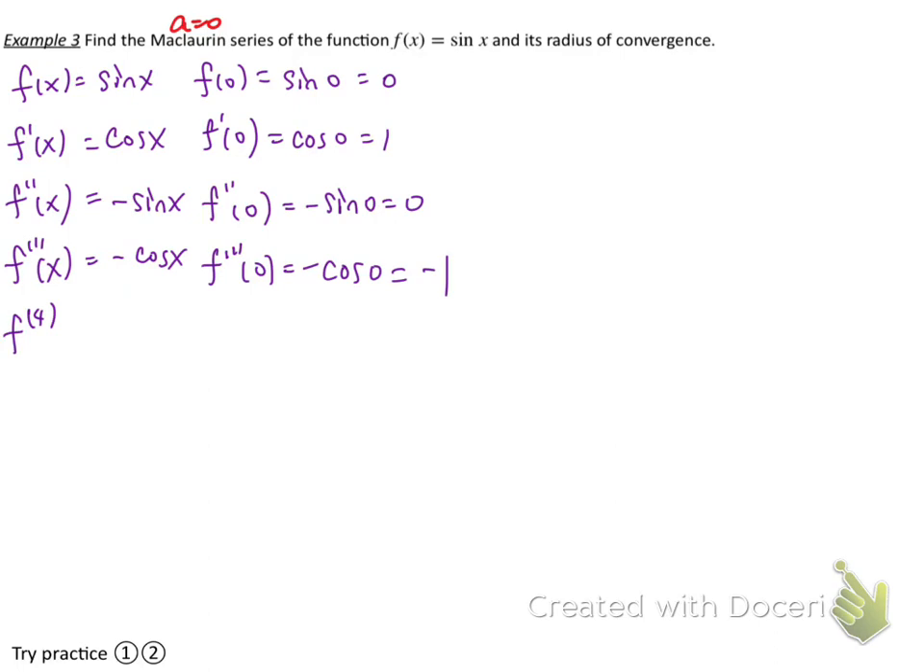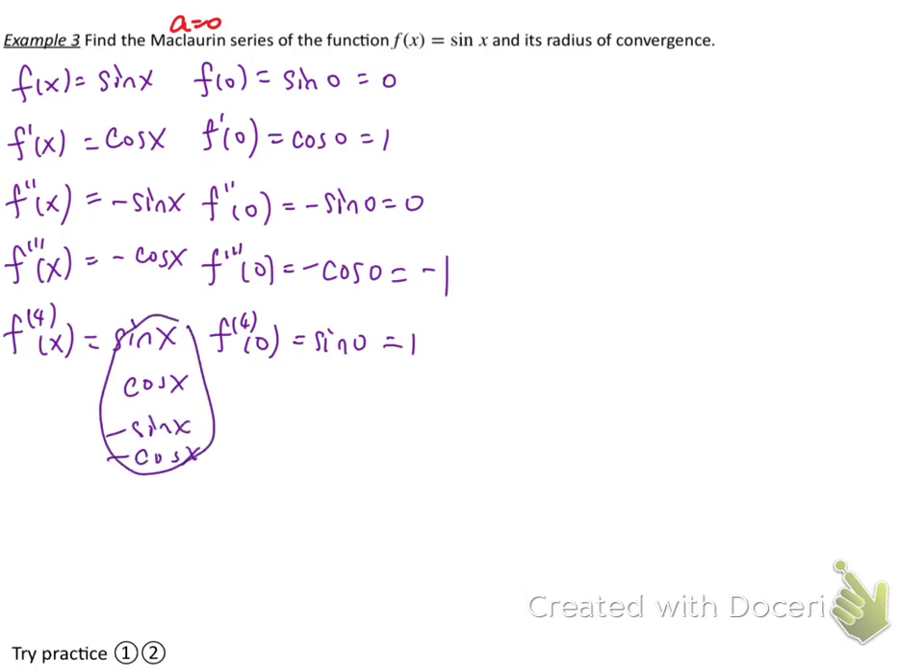Bear with me, we're almost there. The fourth time, negative times cosine, taking the derivative is negative sine, so negative negative sine, which is just the sine x that we started with. So the fourth derivative of f at 0 would be sine 0, which is 0. Then you can imagine, you go back here, the same thing. The next time it will be cosine x, then negative sine x, negative cosine x, as a cycle, going back and forth again and again.